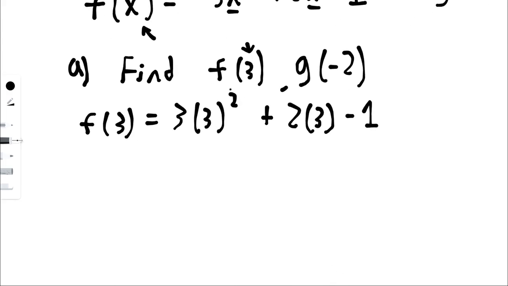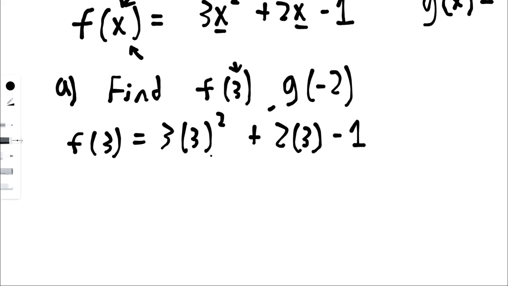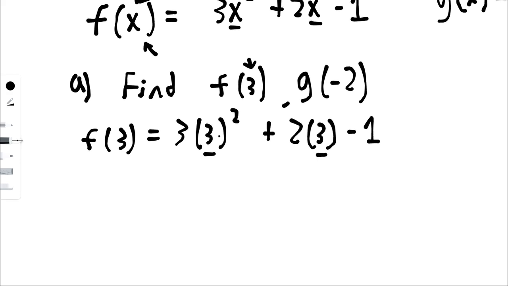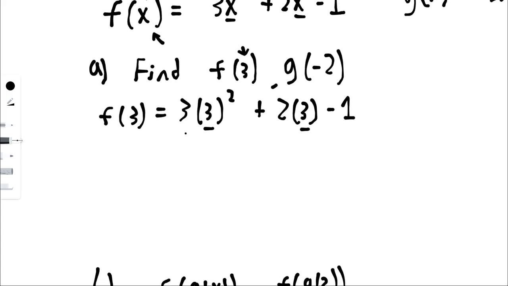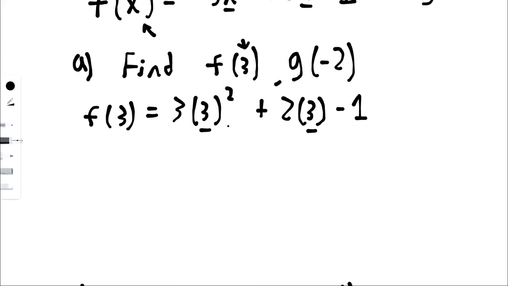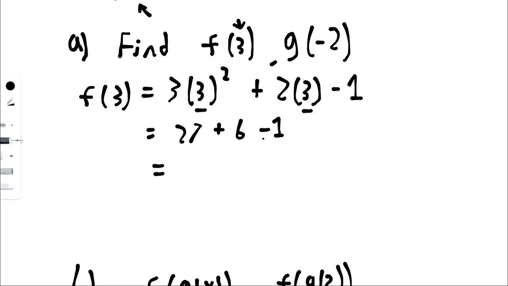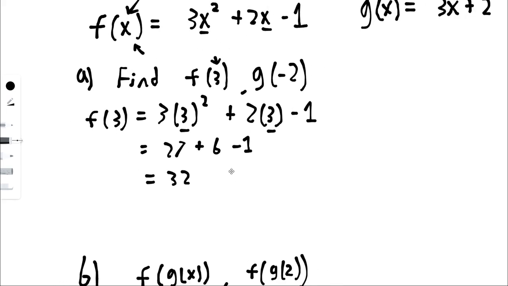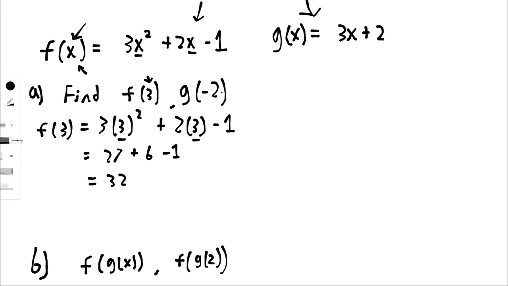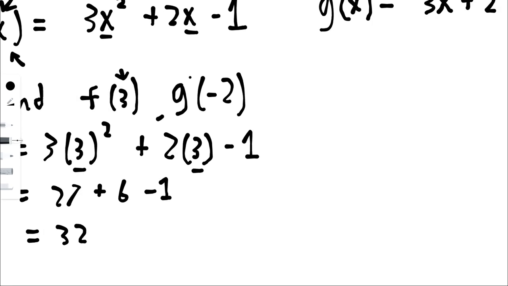Okay, so we can see that every point that had x in it, I just replaced with 3. See, I replaced x there with 3. And now it's very simple after this. You're just going to do simple math to solve this. So for example, 3 times 3, or 3 squared, is 9, times 3 is 27. This one, 2 times 3 is 6. And then minus 1. So then you just add them all together and subtract 1. So this would be 32, I believe. Yeah, 32.